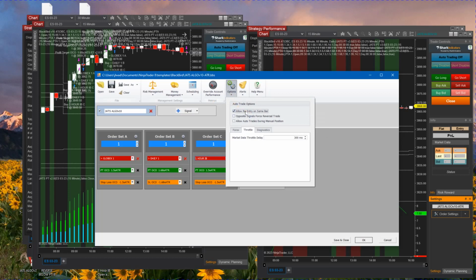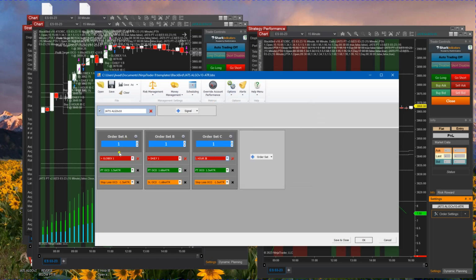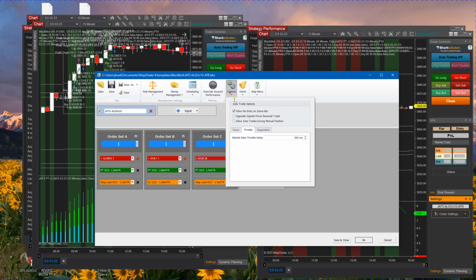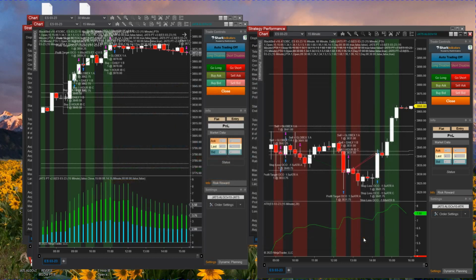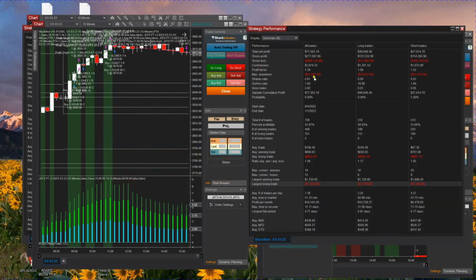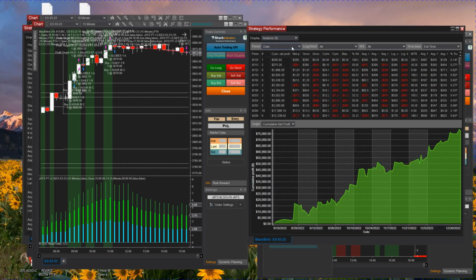You can allow reentry on the same bar, but I'm running this without allow reentry. I'm just doing one signal per bar. But it's pretty good overall performance. 139 profit factor and a 55.97 percent profitability overall. And the analysis looks pretty good. A pretty nice upslope.